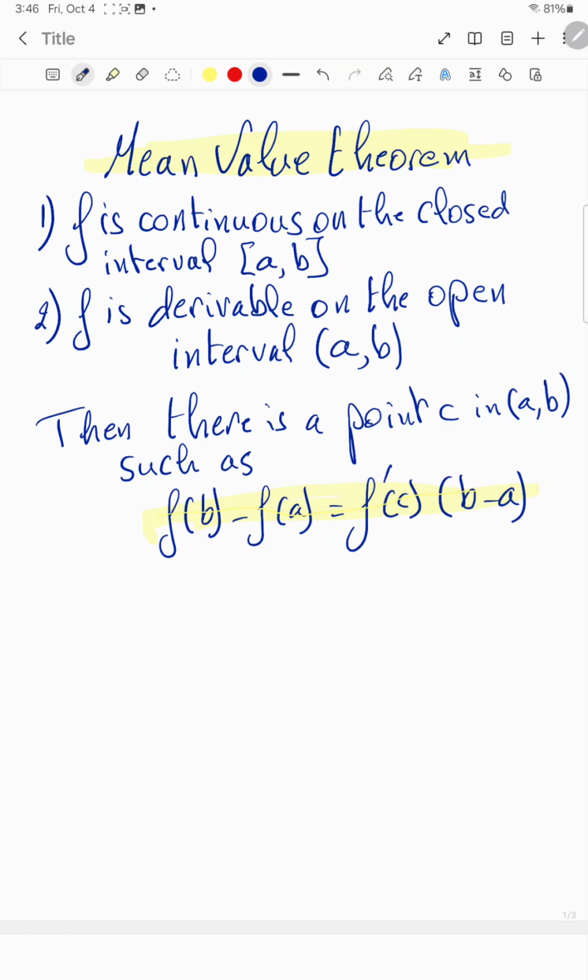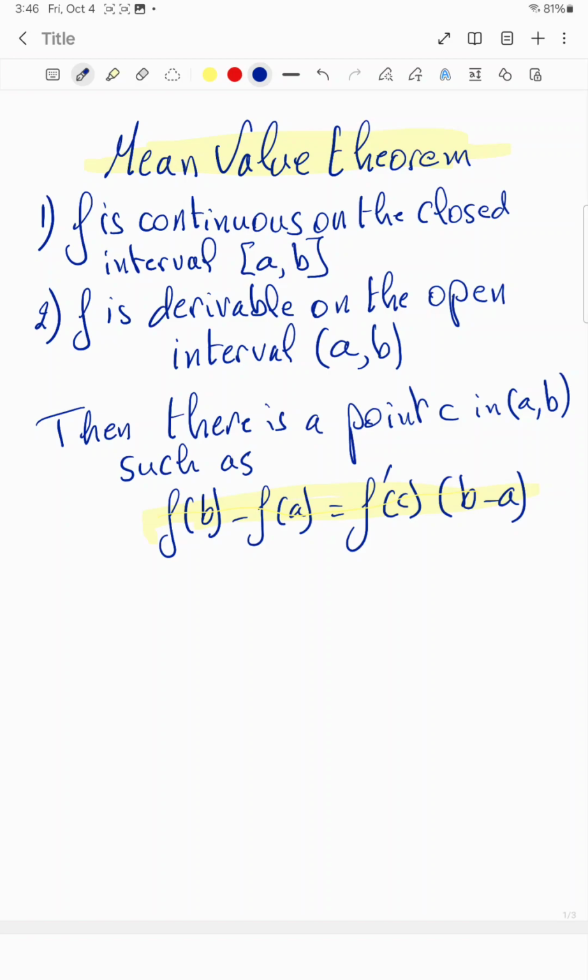To be able to have the mean value theorem, the function should be continuous in the closed interval a and b. So it should be continuous on a and continuous on b too, and between a and b. And the function is derivable in the interval between a and b. If it is the case, then there is a point C between a and b, such that f of b minus f of a equals the derivative of f at c times b minus a.